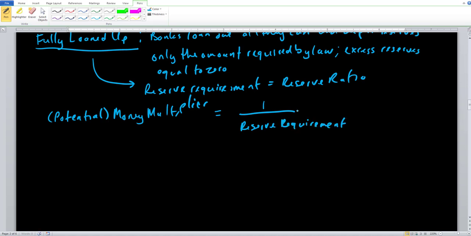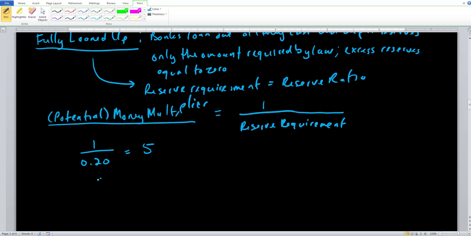For 1 divided by the reserve requirement, we need to put the reserve requirement into decimal form. The reserve requirement in this example was 20%, so 1 divided by 0.20. This gives us a potential money multiplier equal to 5. That tells us that any new deposit that comes into the banking system is going to create 5 times as much new money theoretically.